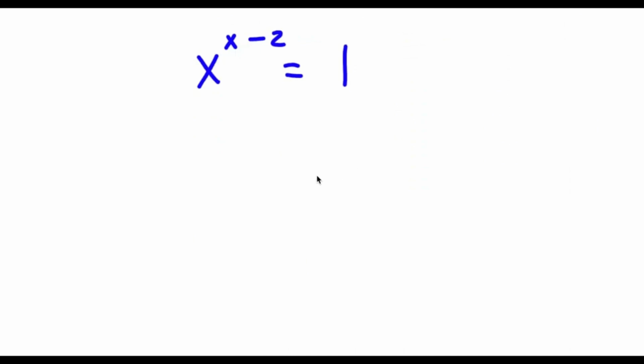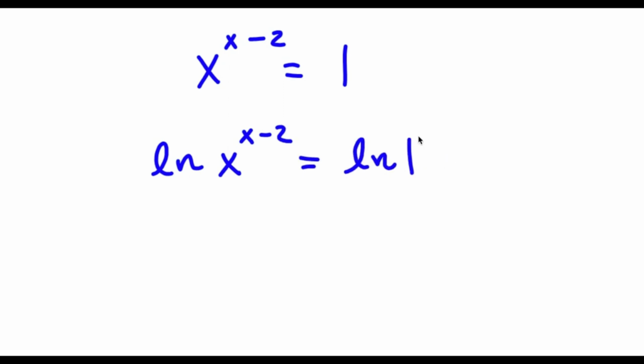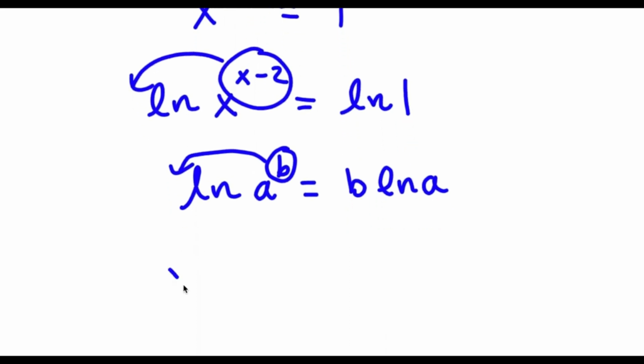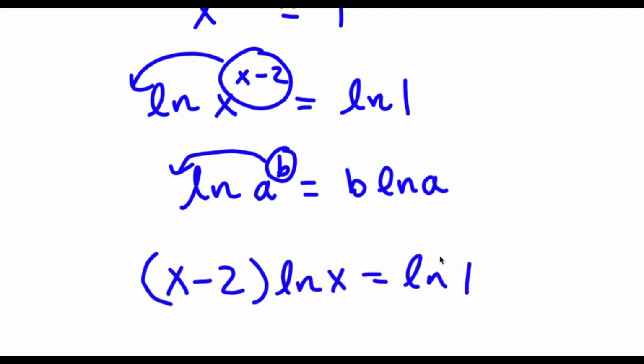Now I'm going to take the natural log, or ln, on both sides. So now I have ln x to the power of x minus 2 is equal to ln 1. Now, if I have something in the form ln a to the power of b, I can actually move this exponent b to the front. So this is going to equal b times ln a. So in this case, for ln x to the power of x minus 2, I can move x minus 2 to the front. So this would equal x minus 2 times ln x is equal to ln 1.